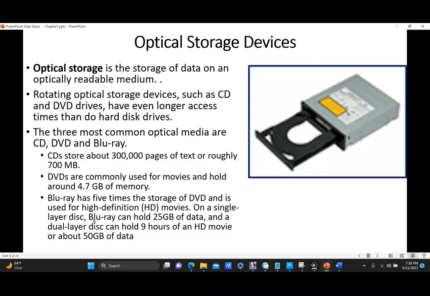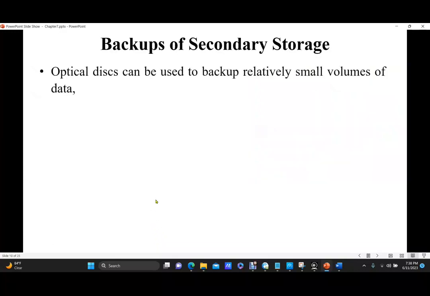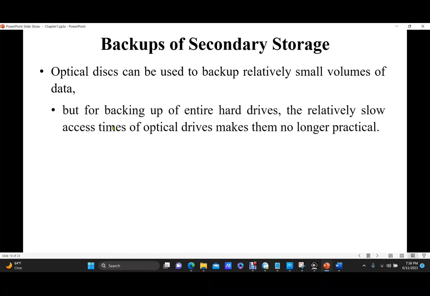On a single layer disc, Blu-ray can hold 25 gigabytes of data, and on a dual layer disc can hold 9 hours of HD movies or 50 gigabytes of data. Optical discs can be used to back up relatively small volumes of data. But for backing up entire hard disk drives, the relatively slow access times for optical drives makes them impractical.